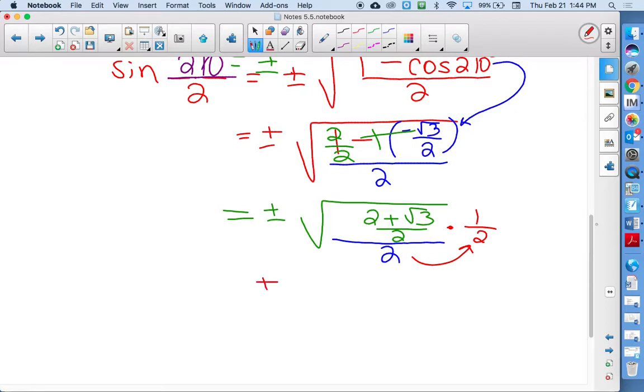So we got the plus or minus. We have a square root. We have 2 plus the square root of 3, and now divided by 4. So this 2 and that 2 give us that value of 4. Now there's one last thing that we can do to simplify this.